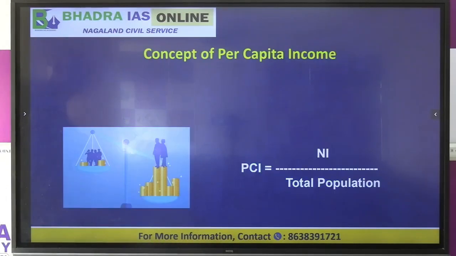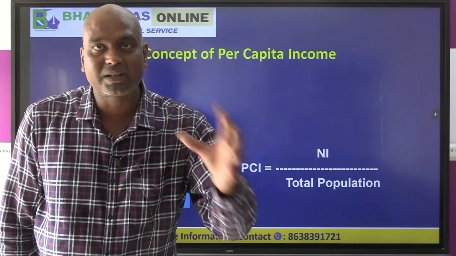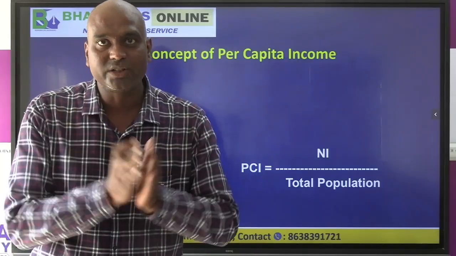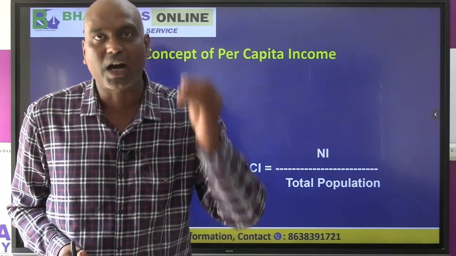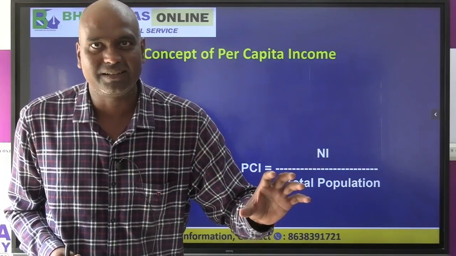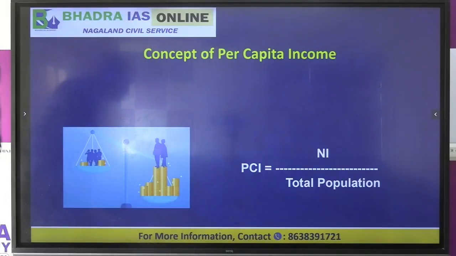The fifth concept that we are discussing today is the concept of per capita income. Now what is the per capita income? It is basically the income available per person in a country. What does it mean? The total national income divided by the total population. It tells you how much income is available per head, per person in a country. Clear? That is the per capita income.